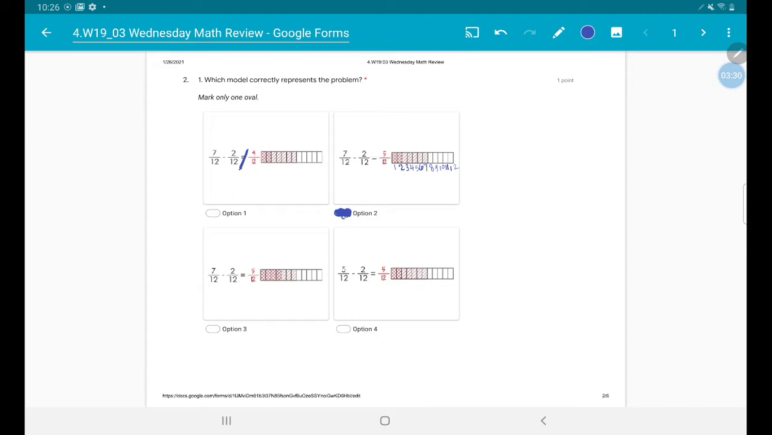What's wrong with option 4? 5/12 minus 2/12 equals 5/12. What's wrong with that, Bryce? The 5 has to be a 7. Yeah, that should either be a 7 or if they were going to say 5/12 minus 2/12, that would equal 3/12 instead of 5/12, right? So the equation's wrong in that one.